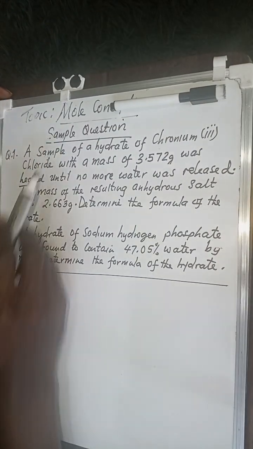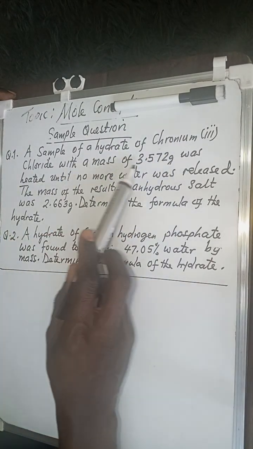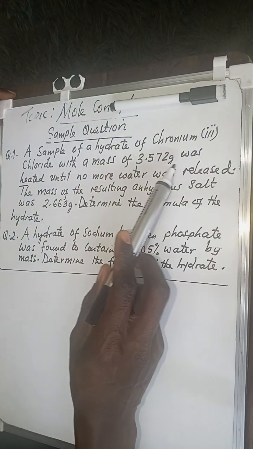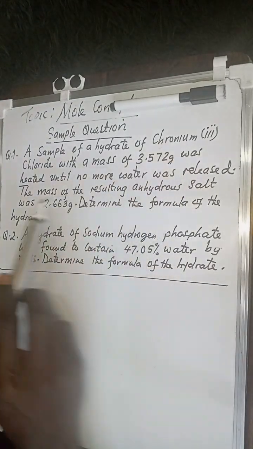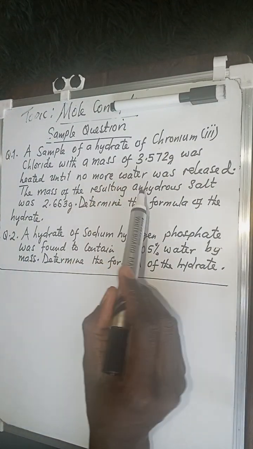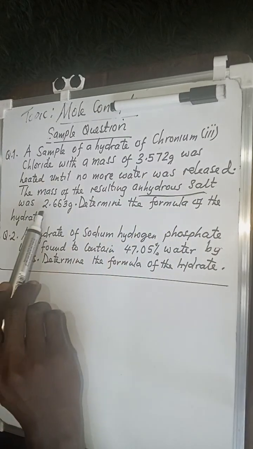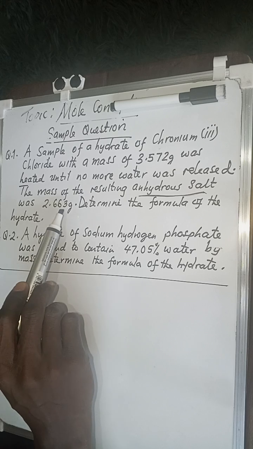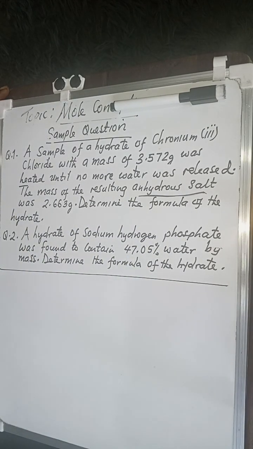simply says, a sample of a hydrate of chromium 3 chloride with a mass of 3.572 grams was heated until no more water was released. The mass of the resulting anhydrous salt, anhydrous meaning a salt without water, was 2.663 grams. Then the question says determine the formula of the hydrate. So what are we going to do in order to solve that?